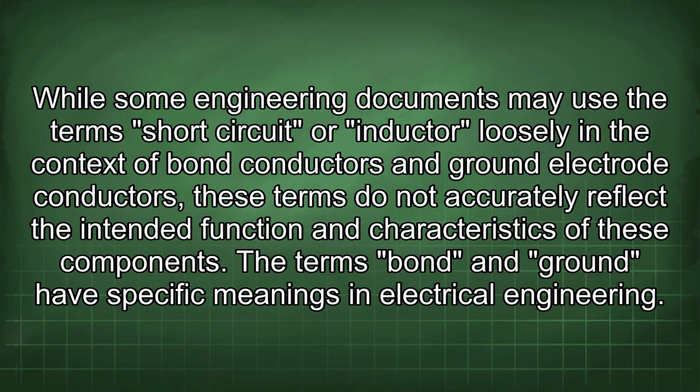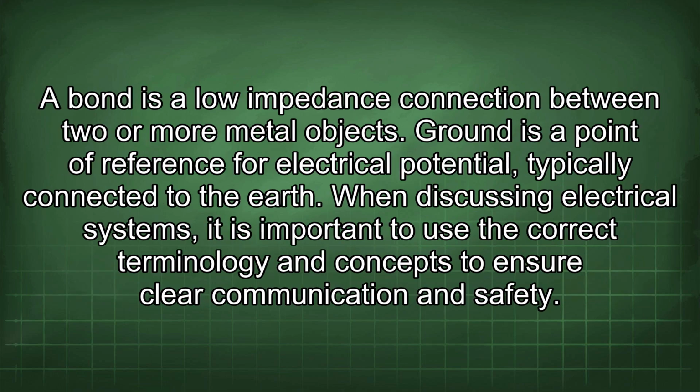The terms bond and ground have specific meanings in electrical engineering. A bond is a low impedance connection between two or more metal objects. Ground is a point of reference for electrical potential, typically connected to the earth. When discussing electrical systems, it is important to use the correct terminology and concepts to ensure clear communication and safety.